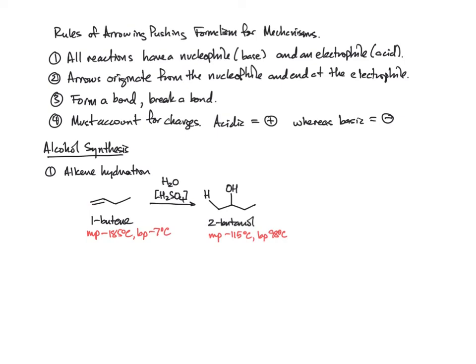We are adding the elements of water across the pi bond, and through the installation of this hydroxyl group, we've now transformed the alkene into an alcohol. This is a secondary alcohol. Notice the physical properties change, specifically the boiling point. This is much higher, and again, that's due to the hydrogen bond capability of that functional group.